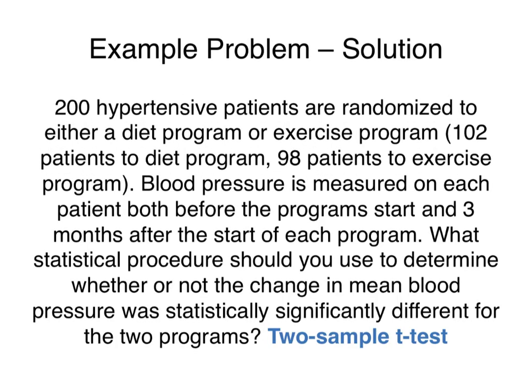So we would do this by comparing the change in scores for each of the 2 programs. So we would subtract the after blood pressure value from the before value for each person in the diet program and do the same for those in the exercise program. And we would then compare the mean change in scores for the 2 groups with a 2-sample t-test.